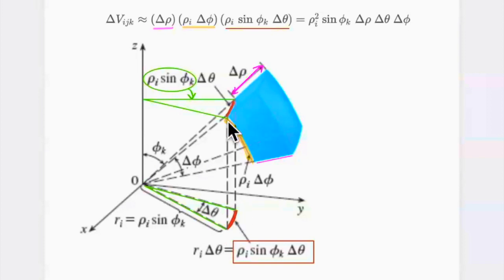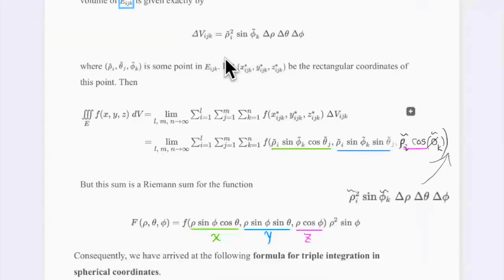So this times this times this gives you an approximation to the volume of this spherical wedge, which is equal to this. Using the mean value theorem, we're able to show that the volume for that wedge is actually equal to this, where this point is some point inside the wedge. And we're going to let this point here be the rectangular coordinate of this point. This is in spherical coordinate. We let this be the rectangular coordinate of this point.